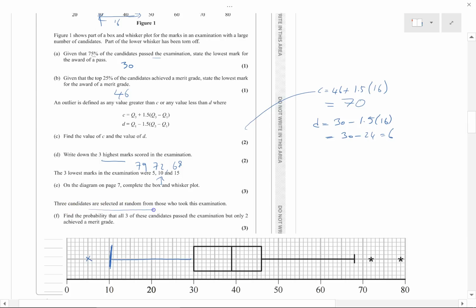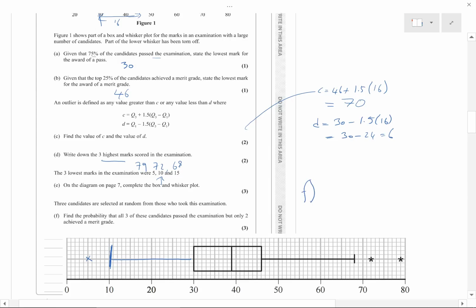3 candidates are selected at random from those who took this examination. Find the probability all 3 of these candidates pass the exam, but only 2 achieved a merit mark. Okay, there's a bit of a probability thing mixed in here, so it's just testing something completely different. It's a little bit of a curveball, I suppose, because it's not normal stuff you expect in this type of question. Anyway, I don't think it's too bad.